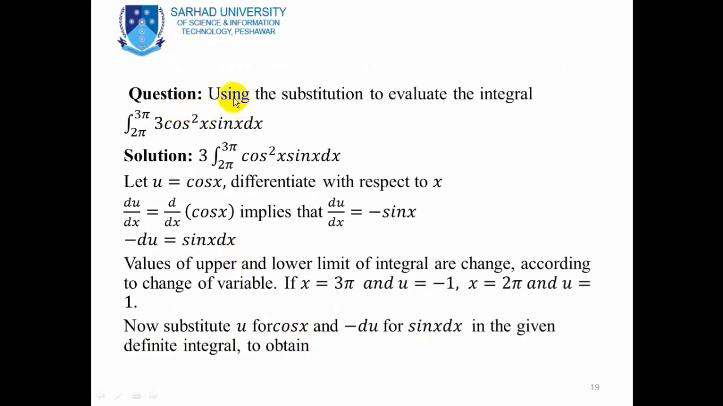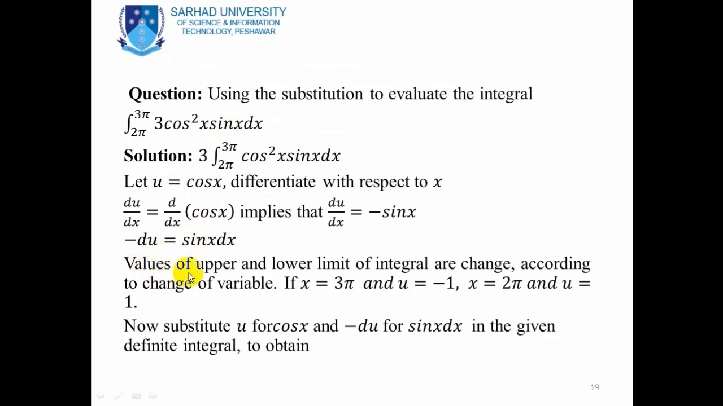Now the last problem you see over here: using the substitution method to evaluate the integral from 2 pi to 3 pi of 3 cos square x into sine x with respect to x. In this problem, if we suppose cos x is equal to u, after differentiating we obtain the other part of the function, like you see over here, sine x into dx in terms of minus du. So we obtain sine x dx is equal to minus du.